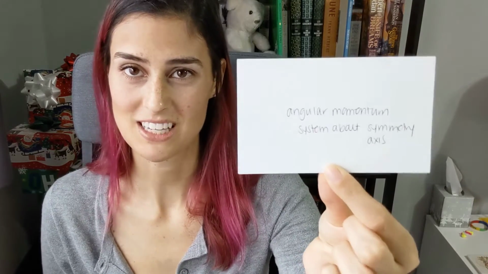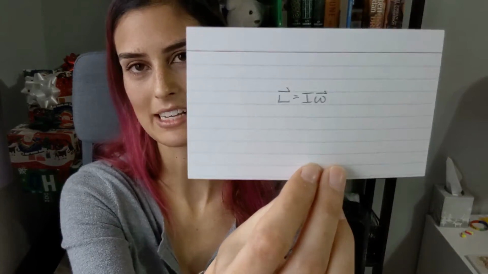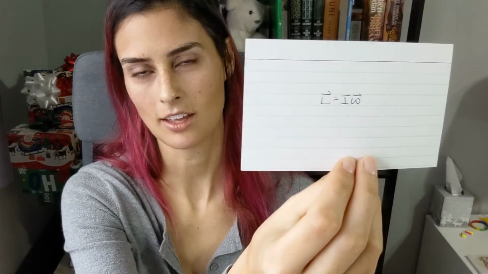The angular momentum of a system about the symmetry axis, L equals I omega, where I is the moment of inertia and omega is again the angular velocity as a vector.